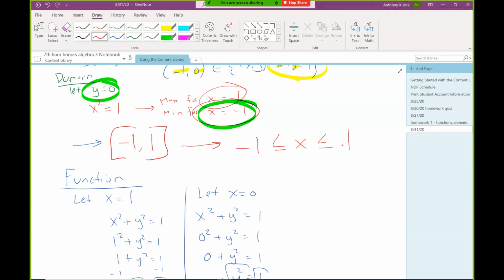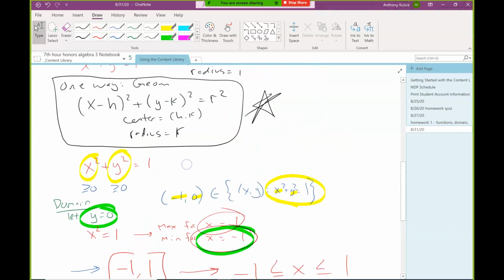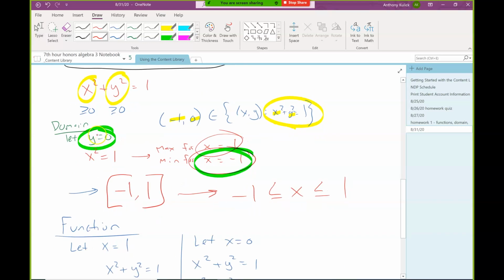Oh, I meant when you said domain, let y equal 0. This is me trying to figure out if it's a function or not. Oh. So we picked those, just doing an experiment to see if, no, I'm sorry. So this was me trying to figure out the upper and lower bound.